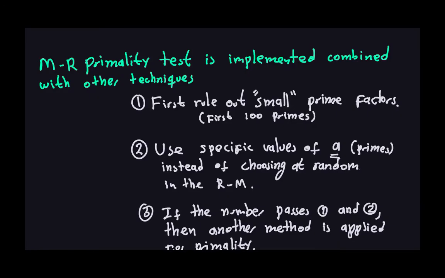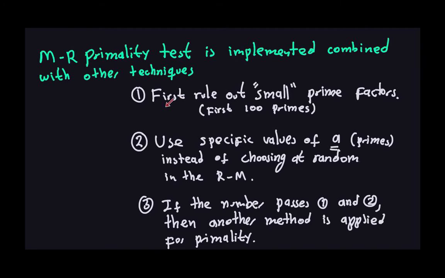Hello and welcome again. In this video, we'll talk about an implementation of the Miller-Rabin primality test and some of the techniques that are actually used to do the implementation. Now, if you want to implement a decent primality test, for example, using Java or any other programming language, these are some of the techniques that will be used.